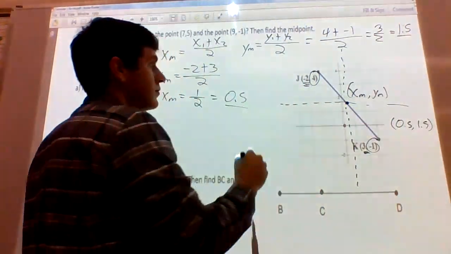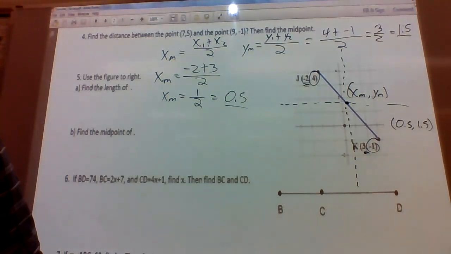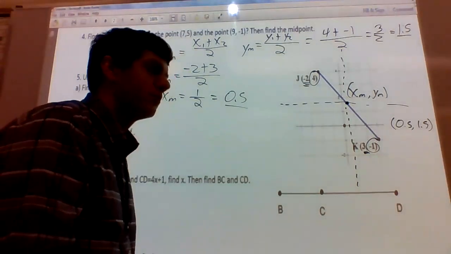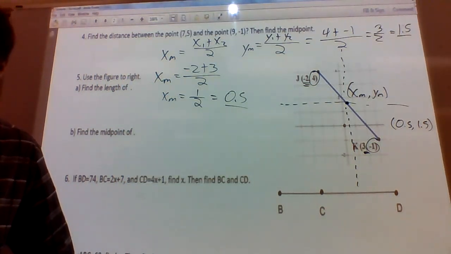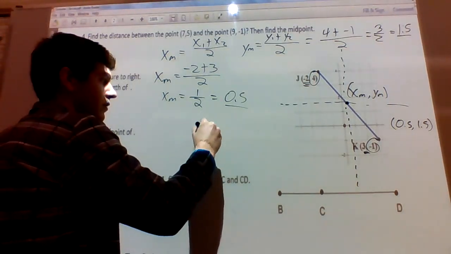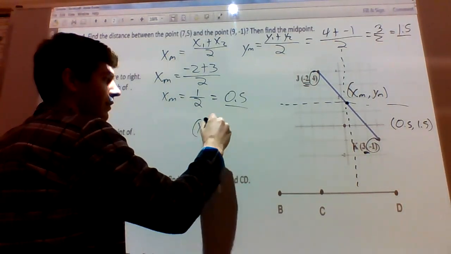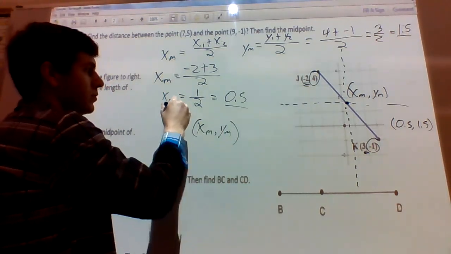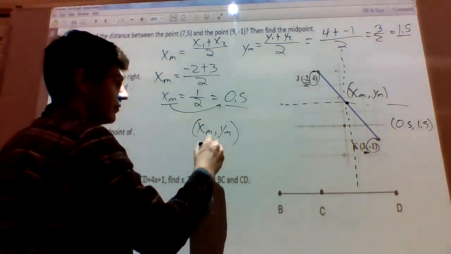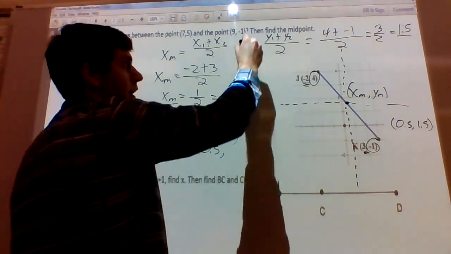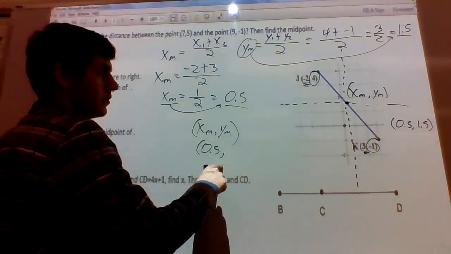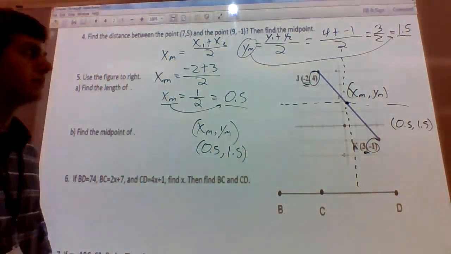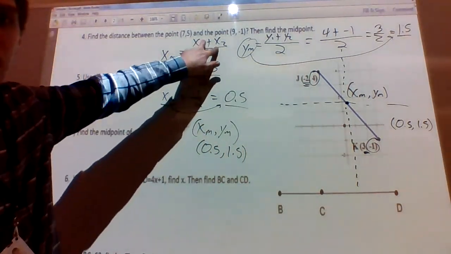Okay. Again, a midpoint is a point, which means it needs a coordinate answer. Okay. We have to put our answer as a coordinate. Okay, the x value of the midpoint and the y value of the midpoint. Well, we found the x value to be 0.5. We found the y value of the midpoint, ym, to be 1.5. These are the x values of the midpoint.